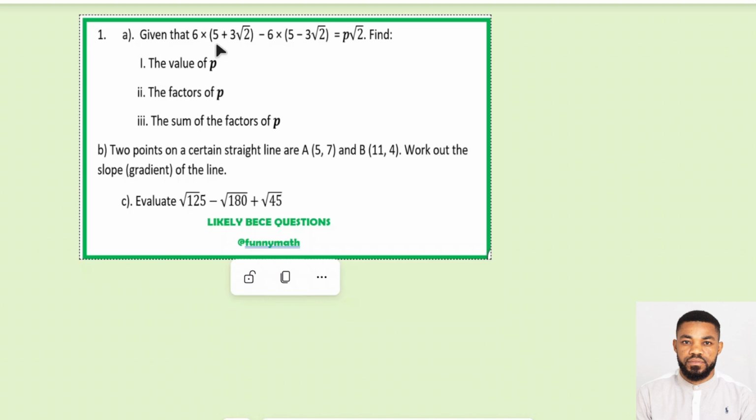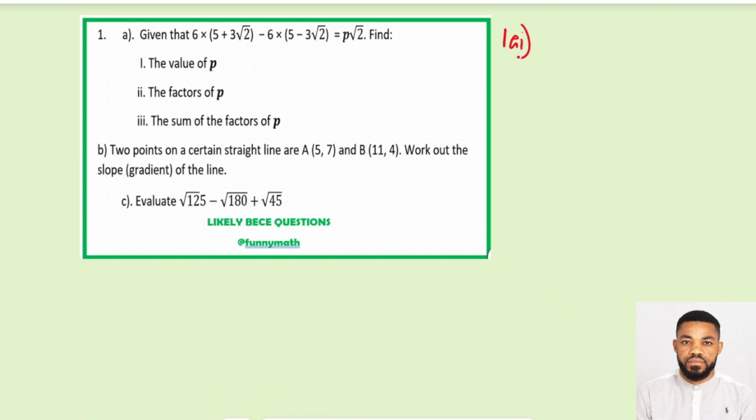Given that 6 times the bracket of 5 plus 3 root 2 minus 6 times the bracket of 5 minus 3 root 2 is equal to p root 2, we have to find the value of p. Then (i) find the factors of p, and (ii) the sum of the factors of p. So let's get that one here. That's going to be 1(a)(i).